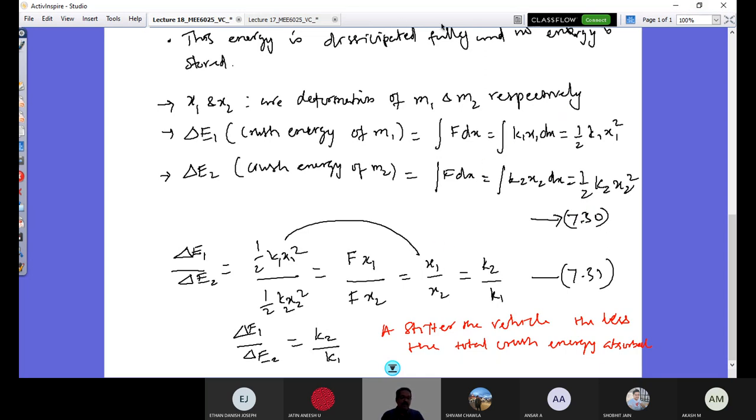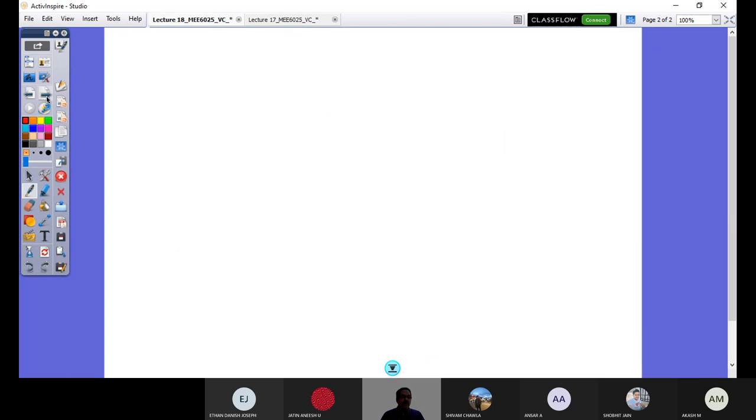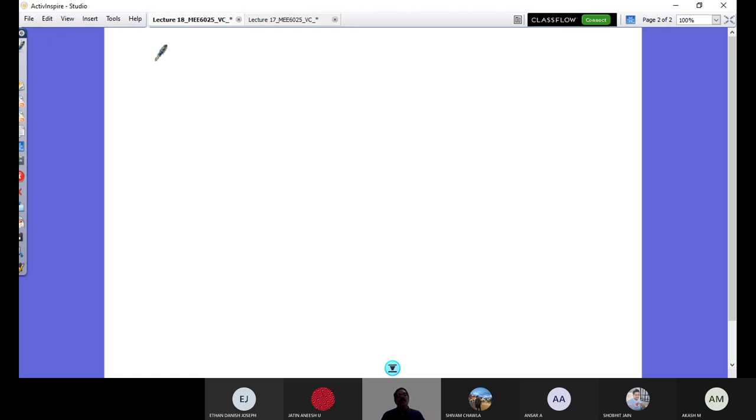So now let's continue with this to get the individual vehicle energies, that is delta E1 and delta E2, and the partition between the two vehicles. What is the proportion that goes into vehicle 1, and what is the proportion of energy that goes into vehicle 2? I can write this ratio delta E1, the first vehicle crush energy, with the available total crush energy of the event, delta E. That is equal to half K1 X1 square divided by delta E total, that's delta E1 plus delta E2. So that's half K1 X1 square plus half K2 X2 square.